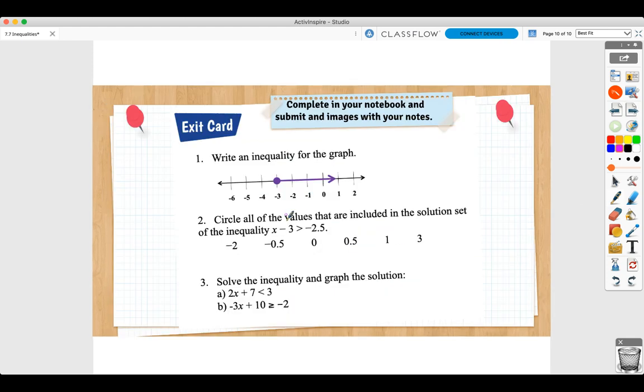Okay, your ELA is completing these 3 problems. Write it in your notebook.